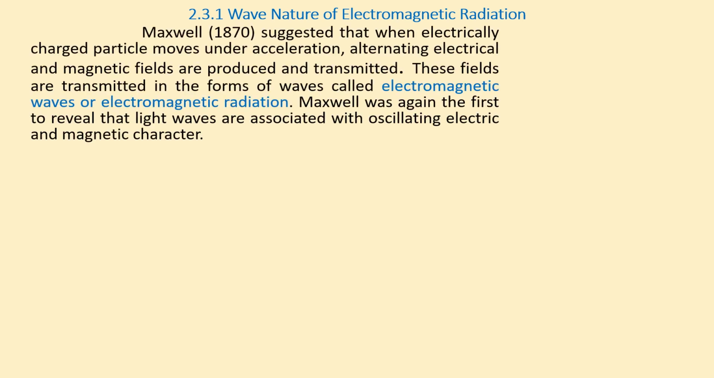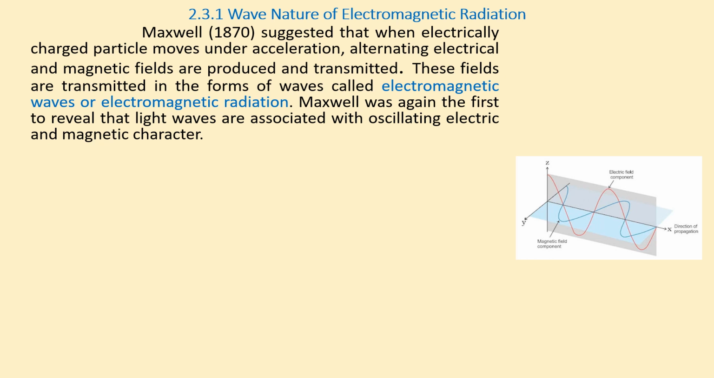Maxwell in the year 1870 suggested that when electrically charged particles move under acceleration, alternating electrical and magnetic fields are produced and transmitted. These fields are transmitted in the form of waves called electromagnetic waves or electromagnetic radiation. Maxwell was once again the first to reveal that light waves are also associated with oscillating electric and magnetic character.